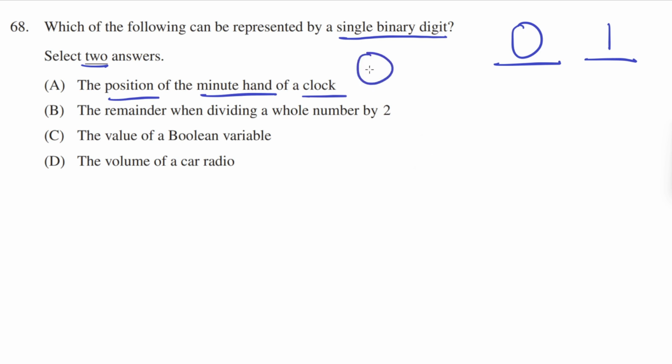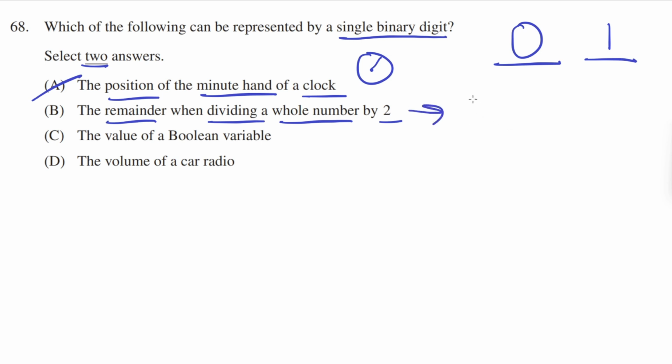So the minute hand on a clock has 60 different positions because there are 60 minutes in an hour. So that means you would need 60 different values to store each position on the clock because there are 60 unique positions. Each one is different from the other, 1 through 60. So you wouldn't be able to store that with just using one binary digit that can either be a 1 or a 0. B says the remainder when dividing a whole number by 2.